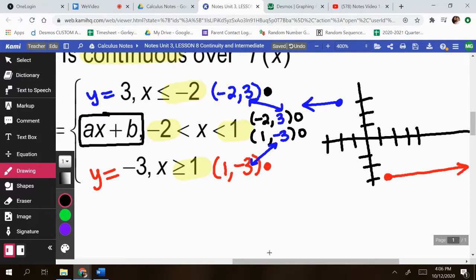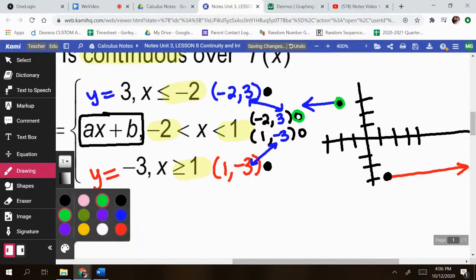Just think about it. We already have a closed dot at this point, (-2, 3). So if I put an open dot over top of it, it's not going to make a difference. It's still overall going to be a closed dot. If I already have a closed dot at this point, (1, -3), we have a closed dot down here. If I go ahead and put this open dot, (1, -3), over it, it's not going to matter because it's still overall going to be a closed dot.